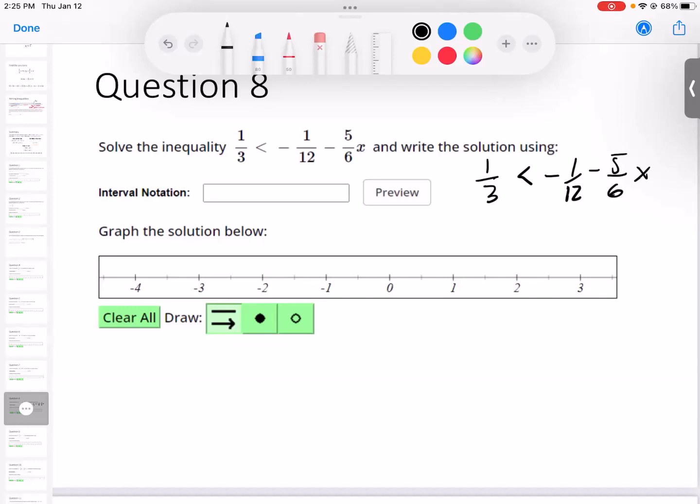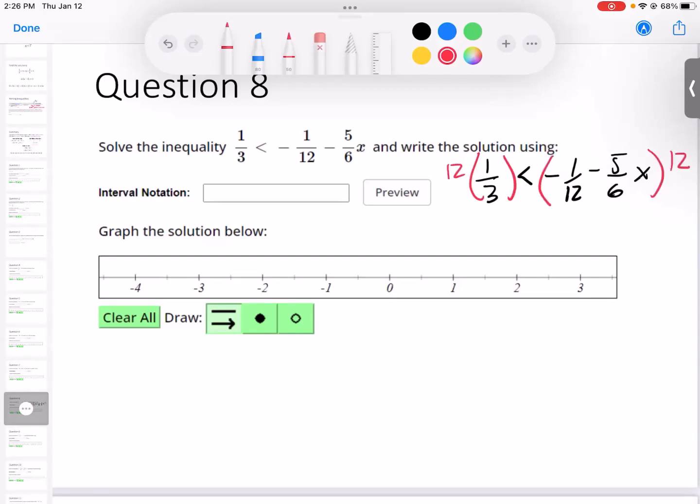All right, so on this one, the thing that makes question 8, in my opinion, a little bit more challenging is the fact that you've got a bunch of fractions in it. So the way that you deal with fractions in an inequality is the same way we dealt with fractions when we were doing equations. So if I look at the denominators of all these fractions, I have a 3, a 12, and a 6. And the common denominator between all those numbers would be a 12. So I'm going to multiply both sides of my inequality by 12.